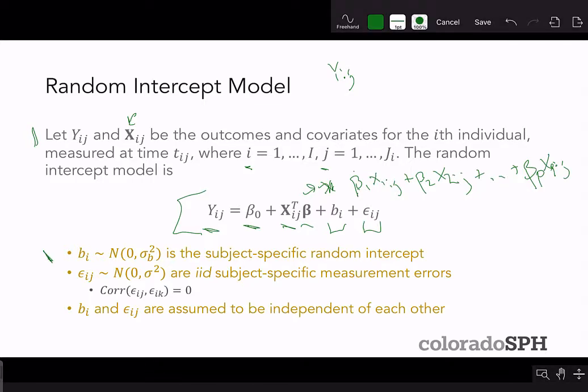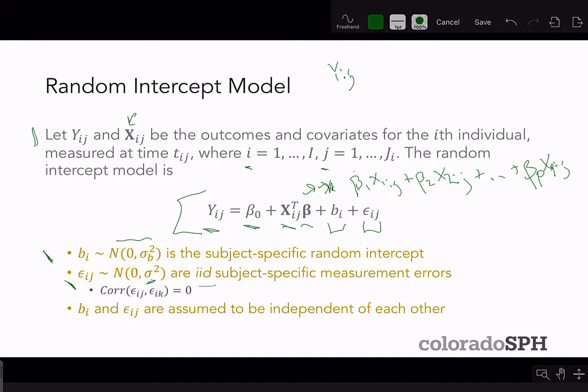We talked a little bit about the distributional assumptions for linear mixed effects models in the last slide. So that bi is the random intercept, which is a random effect, and we assume that it has some distribution. That comes from a normal distribution with mean 0 and variance sigma squared b. This is the subject-specific random intercept. Each subject has their own intercept. Then the measurement error, epsilon ij, also is assumed to come from a normal distribution with mean 0 and a different variance, sigma squared.